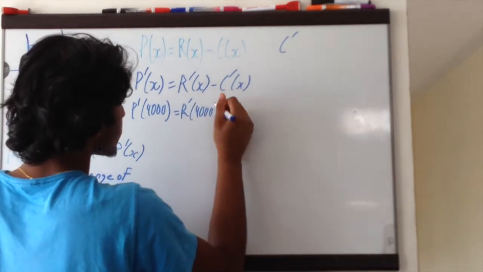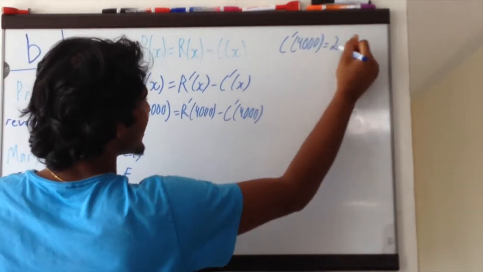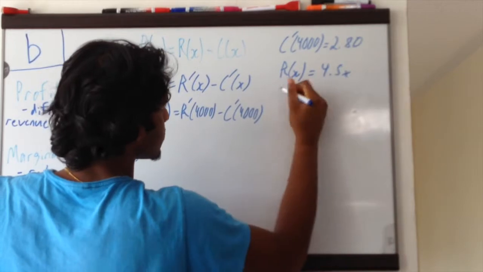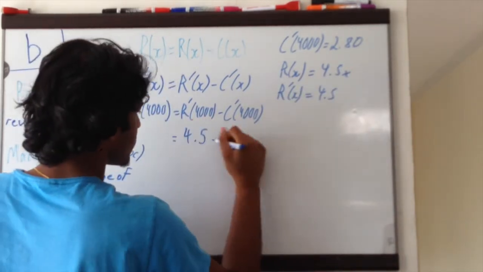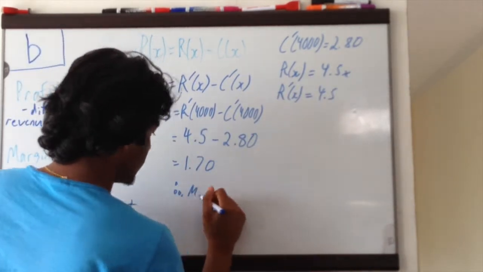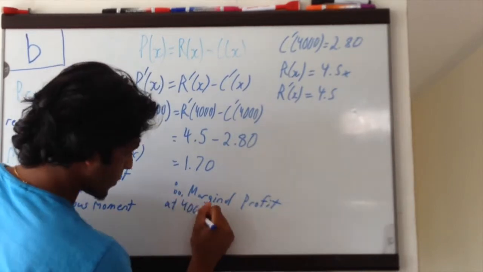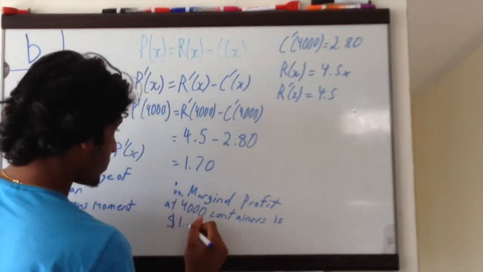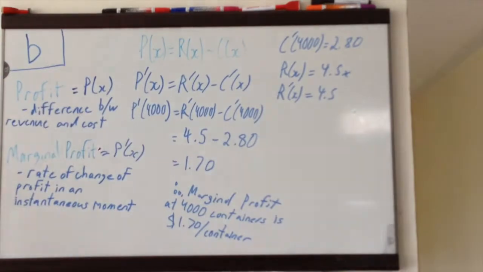So it'll be the derivative of revenue minus derivative of cost. We found marginal cost in part A, which is essentially a derivative of cost, so we will plug that in. And for the derivative of revenue, we're just going to use 4.5. We plug those terms in and we get 170 per container.